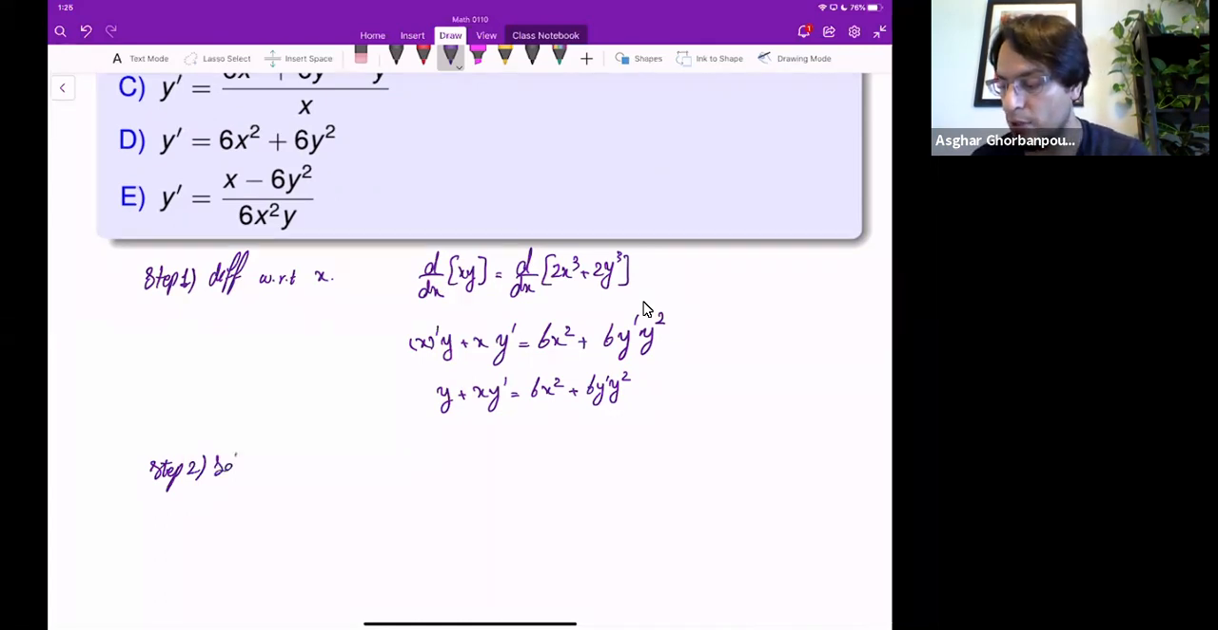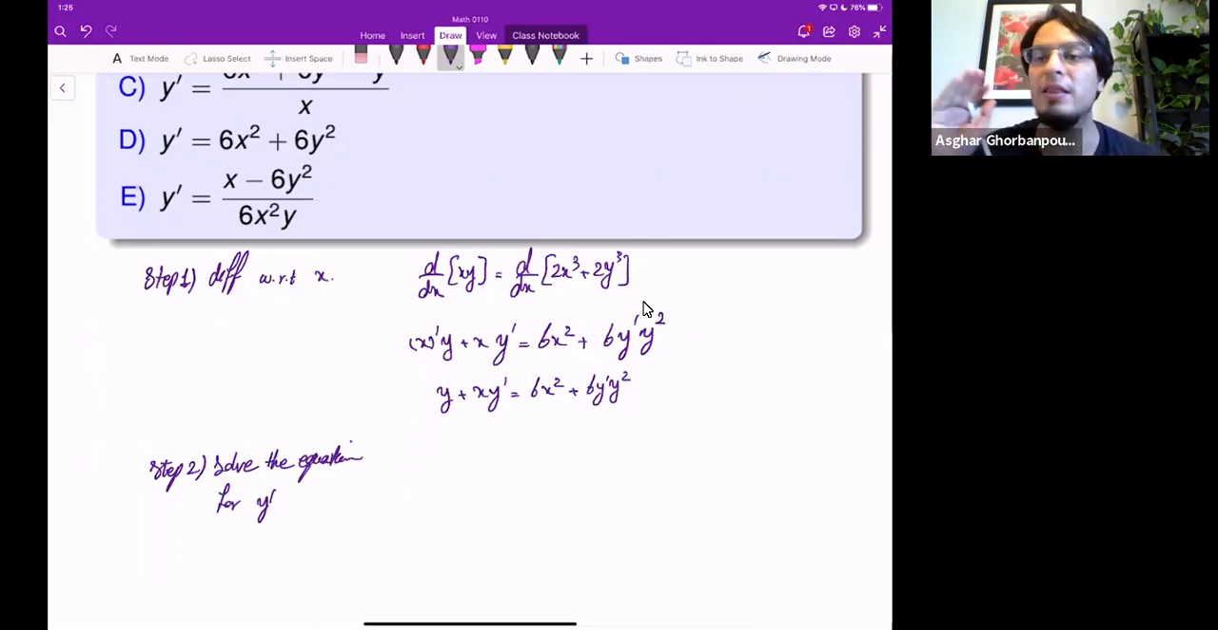And we have to solve the equation that we just found for y prime. It means that you isolate y prime. You will always get a linear equation, the simplest possible equation for y prime. If you don't get a simple equation for y prime, you have made some mistakes somewhere. So it means that you first bring all the terms with y prime as a coefficient to one side.